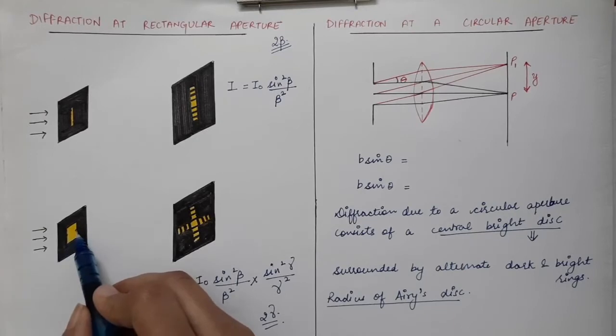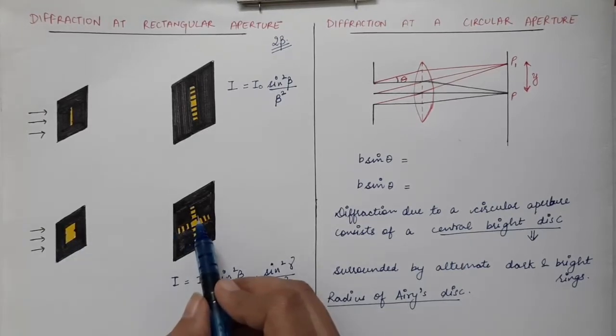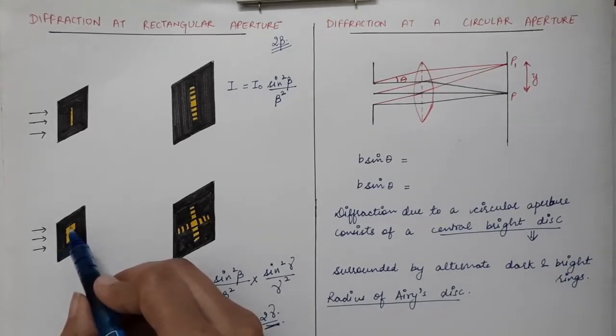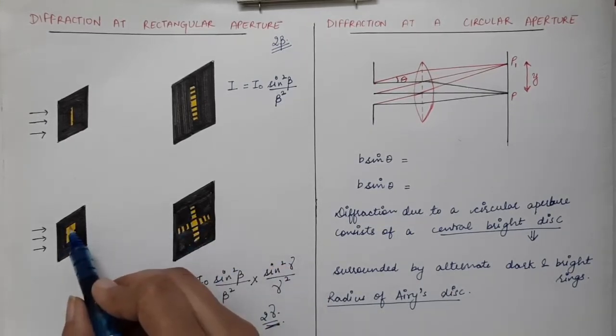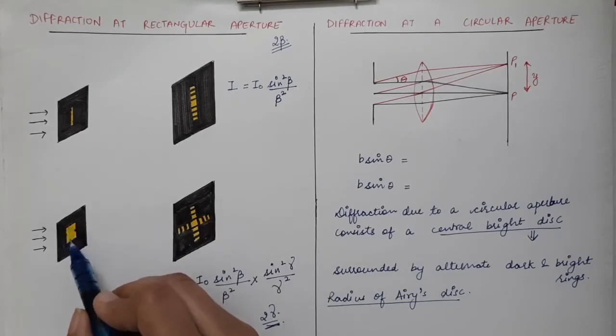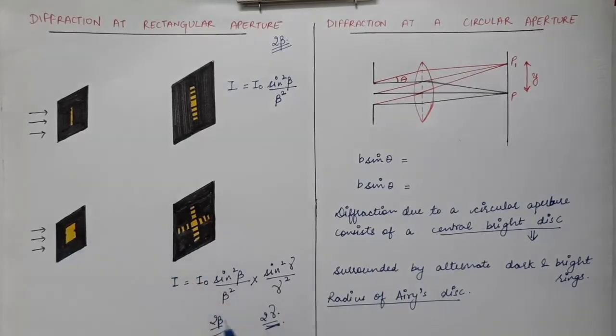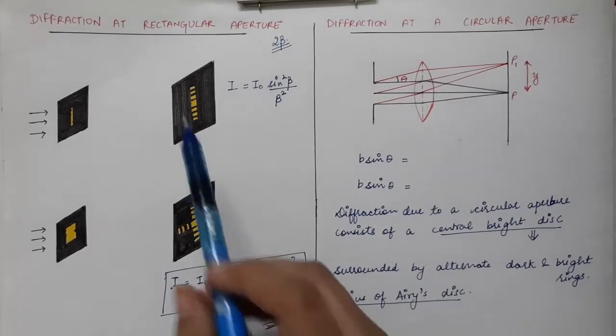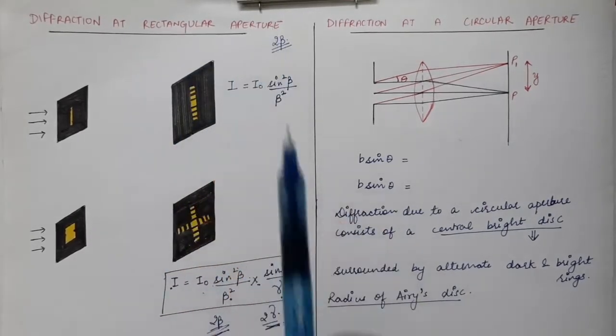From these two ends of the slit, the light rays which are reaching a point on the screen have a phase difference of twice of gamma, whereas the light rays reaching the same point from the other two ends of the slit have a phase difference of twice of beta. So the net intensity on the screen will be given by I0 into sine square beta divided by beta square into sine square gamma divided by gamma square. This is the net intensity which we find in the case of diffraction at a rectangular aperture.